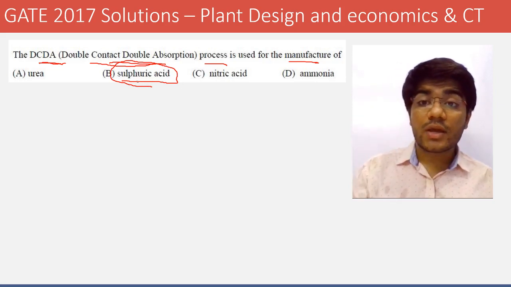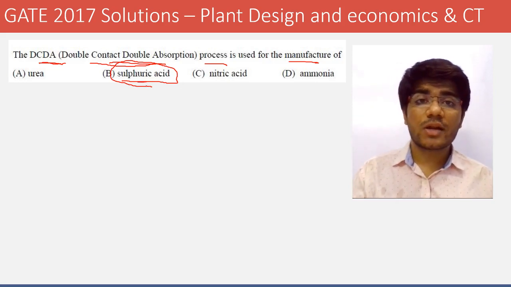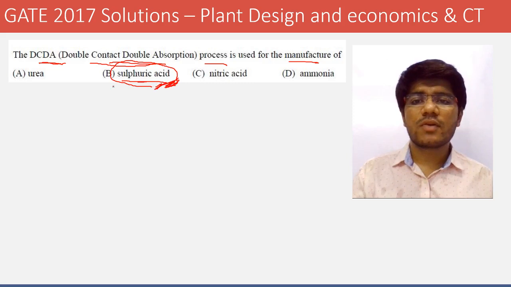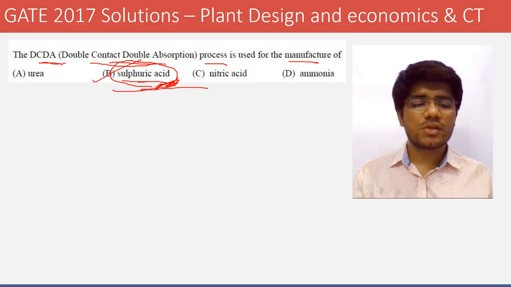If you know sulfuric acid, in the sulfuric acid contact process, the double contact process is used in order to make sulfuric acid. So B is the final answer for this question.